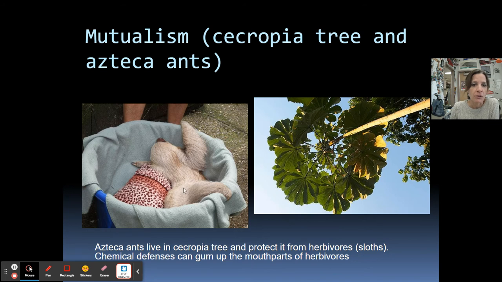All right, another mutualism. Again, I took this picture, a cute little sloth, and this is what's called a cecropia tree. What happens is these Aztec ants live in the cecropia tree, and they create a chemical that, when a sloth or some other herbivore tries to eat the cecropia tree, gums up its mouth parts so they can't work properly.